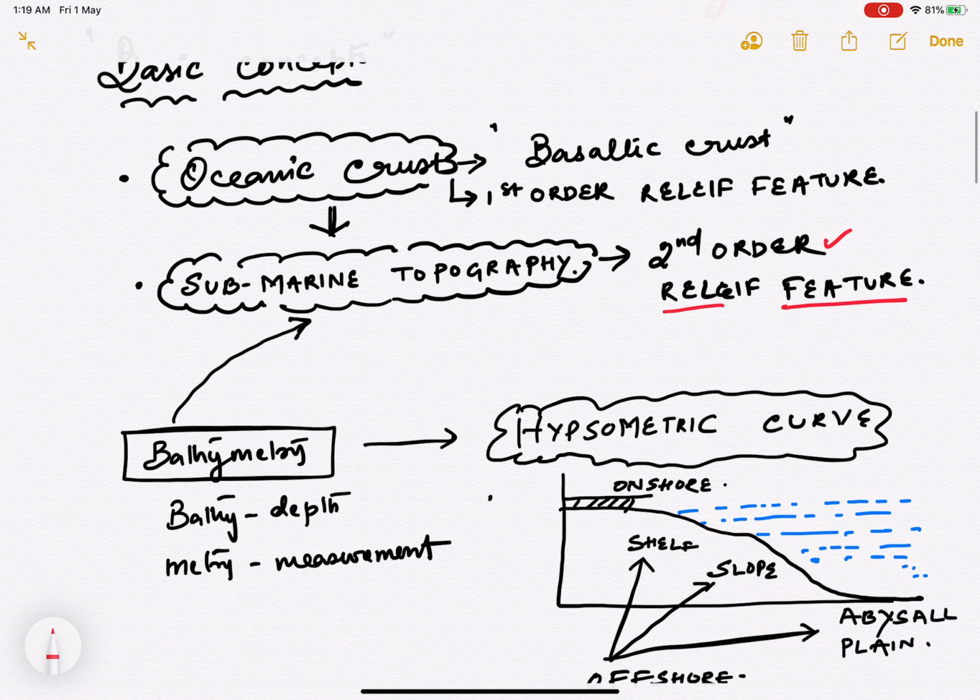Now, what is bathymetry? Bathy means depth and metry means measurement. Bathymetry is basically used to study the submarine topography. How? We use sonar. Through the sonar, we detect what exists on the surface. And bathymetry utilizes the hypsometric curve.